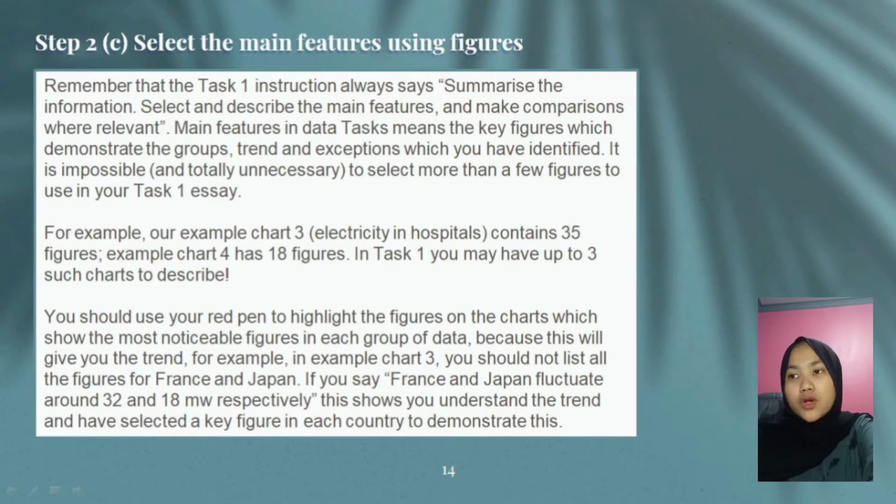You should use your red pen to highlight the figures on the chart which show the most noticeable figures in each group of data, because this will give you the trend. For example, in example chart 3, you should not list all the figures for France and Japan. If you say France and Japan fluctuate around 32 and 18 MW respectively, it shows you understand the trend and have selected a key figure in each country to demonstrate this.